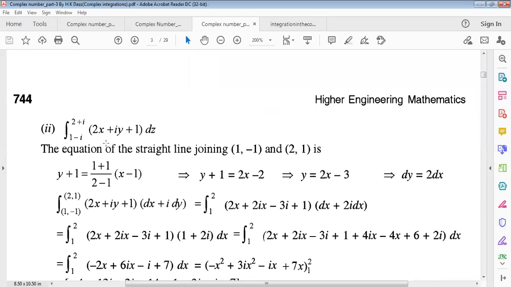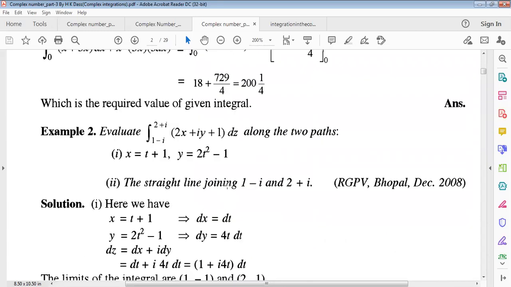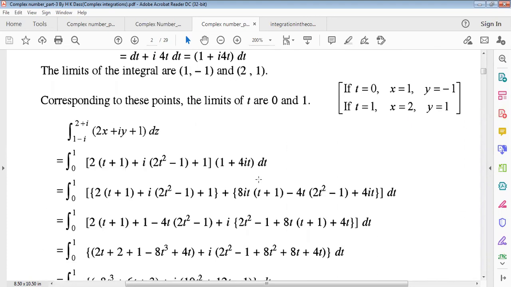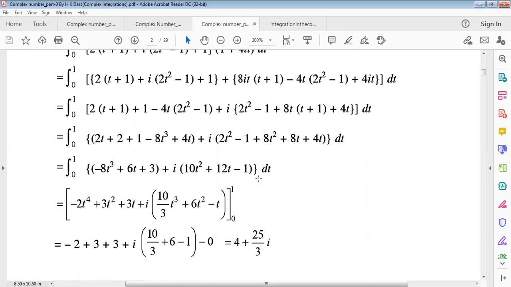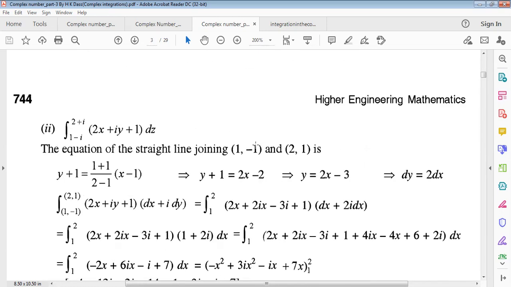Now for the second part, this is the given function. The equation of the straight line joining these 2 points, the 2 points are given also. Actually, this is a complex number. But a complex number x plus iy can be written as a point x comma y. So this complex number also can be written as a point, real part comma imaginary part.